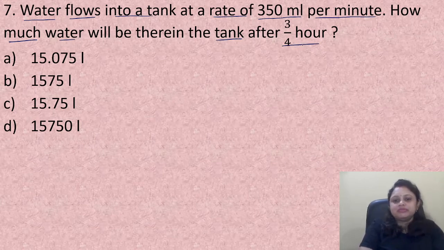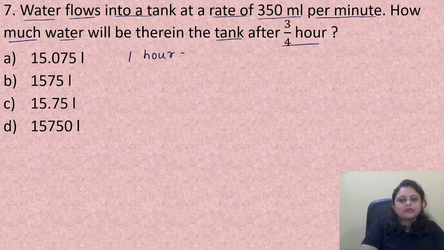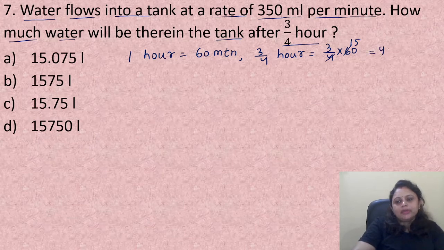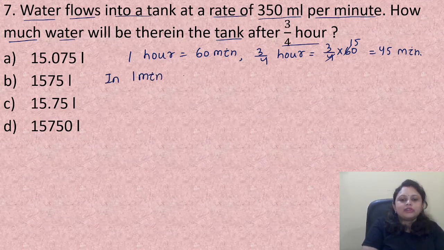Okay. So here units are different. We know 1 hour is equal to 60 minutes. So 3 by 4 hour is equal to 3 by 4 into 60. Right? So that will be 45 minutes. So in 1 minute 350 ml water is flowing. Okay. In 1 minute the amount of water flowing is equal to 350 ml, and in 45 minutes that will be equal to 350 into 45, right?